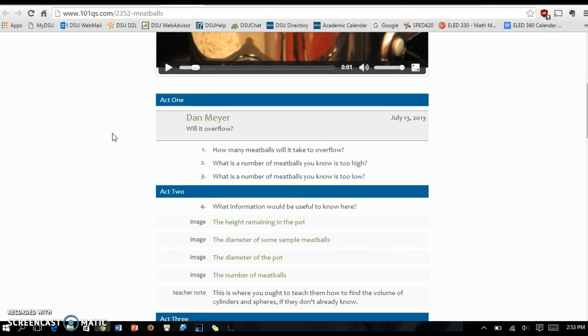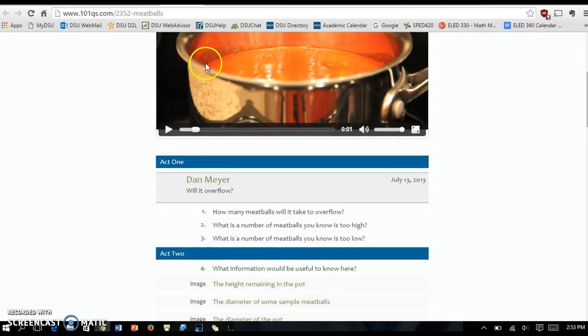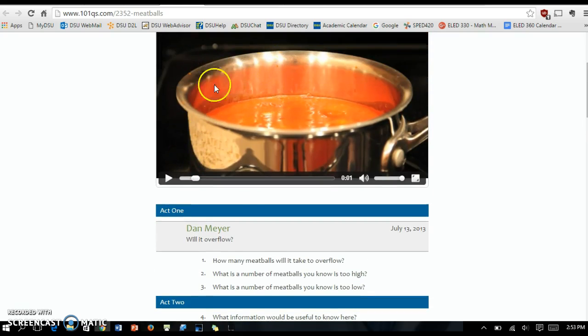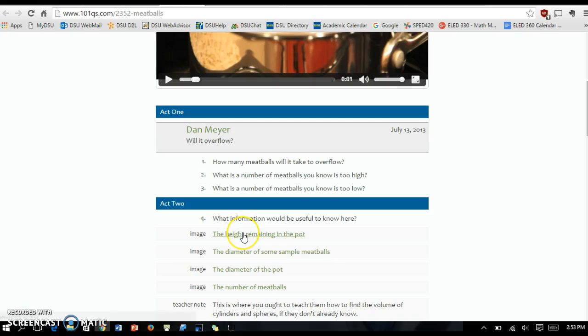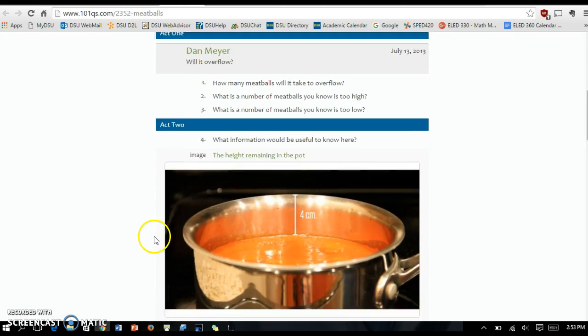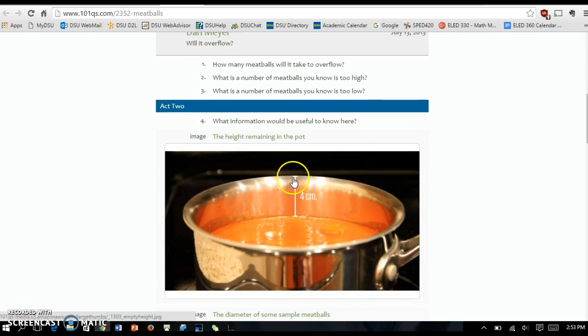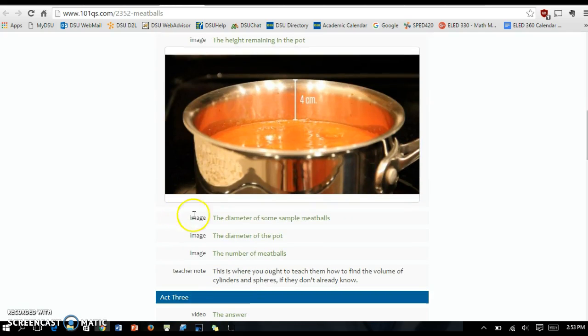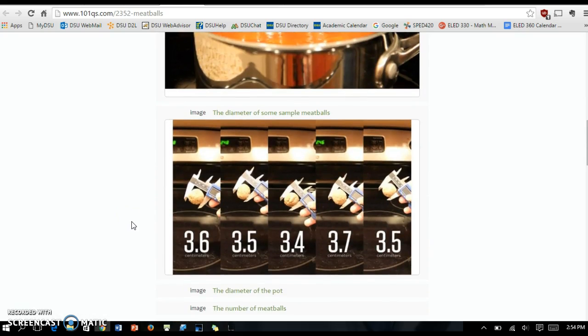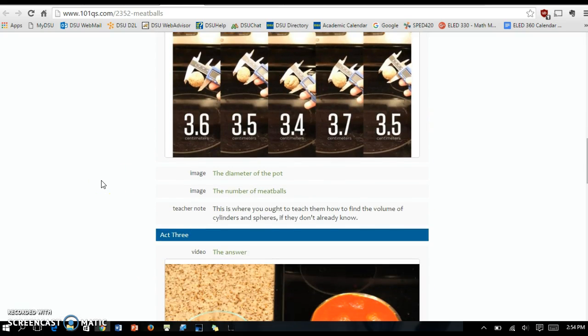They're going to want to know the height remaining in the pot that's not filled with the sauce. So once we discuss they're going to need that, I could give them this, that there's 4 centimeters. They're also going to want to know the diameter of some of the meatballs, because they need to know how much space each meatball is going to take up. So I could give them a couple samples, and then I would just probably have them pick maybe like 3.5, because that's kind of in the middle of all these, and there's 2 that are that. So we would use that for our measurement.